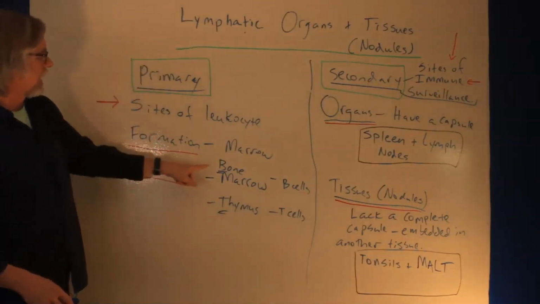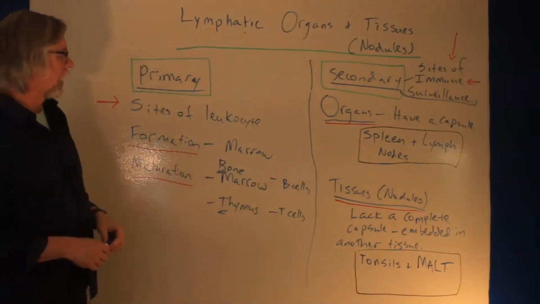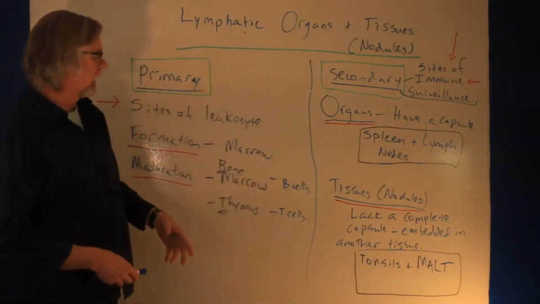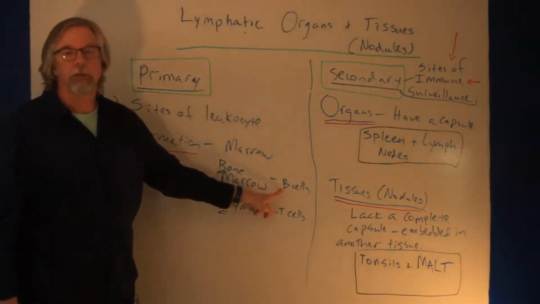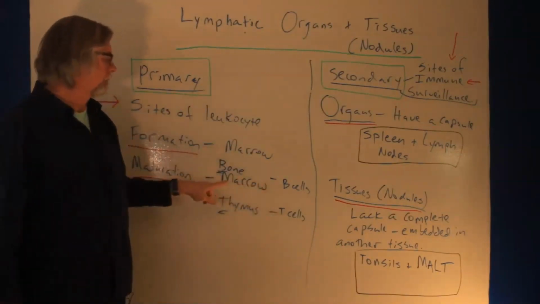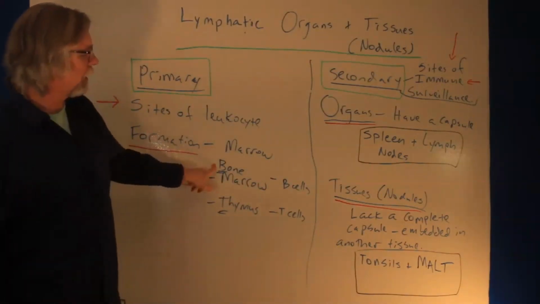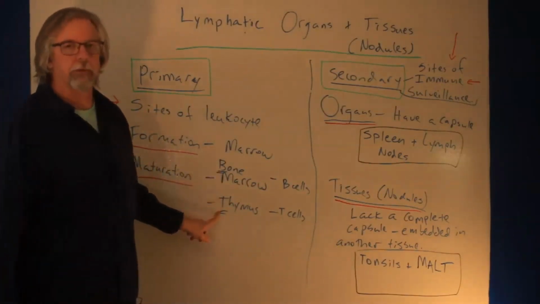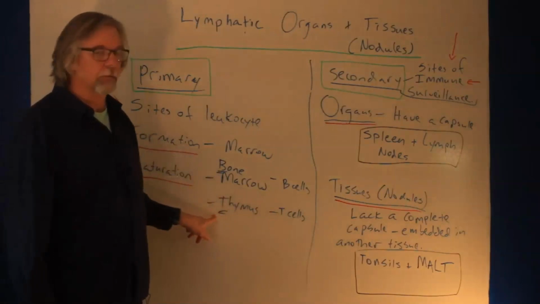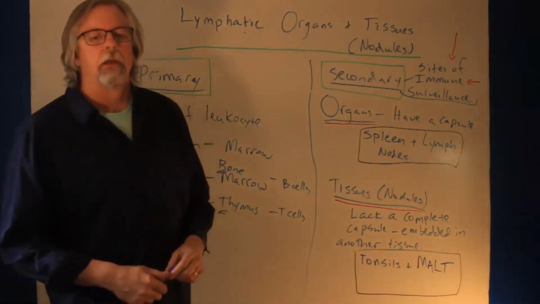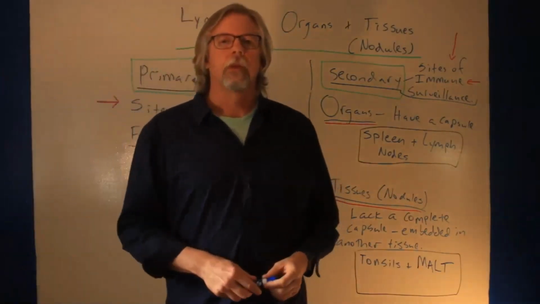And to keep in mind, the bone marrow is where all of these are being made, and most of them mature, including the B cells. B cells, bone marrow. The T cells are formed in the marrow, however, they mature in the thymus. T for thymus, okay? So those are the primary organs.